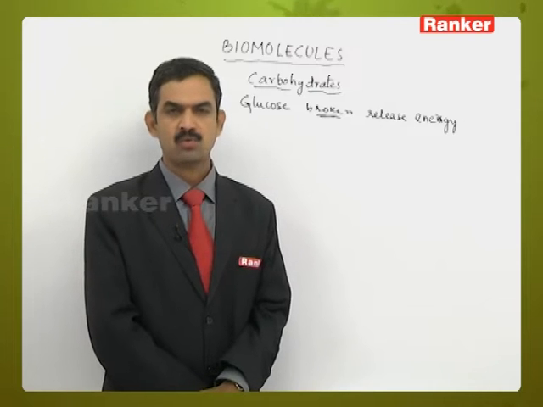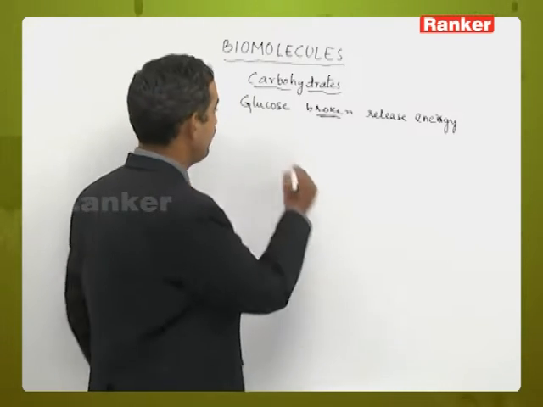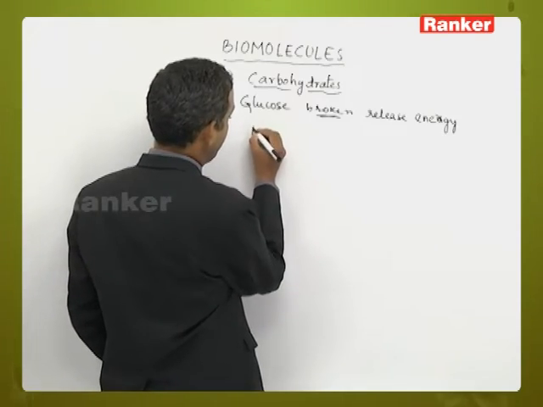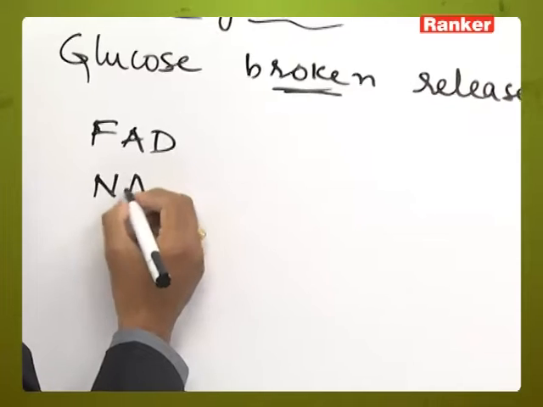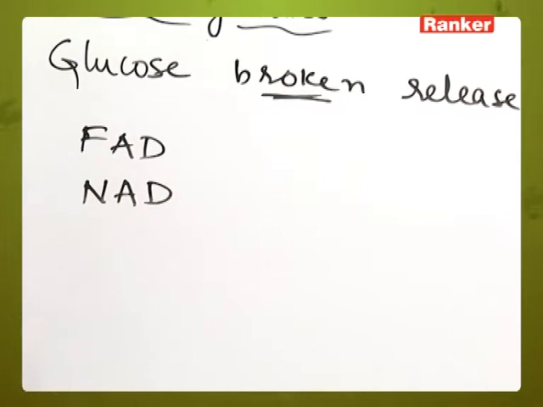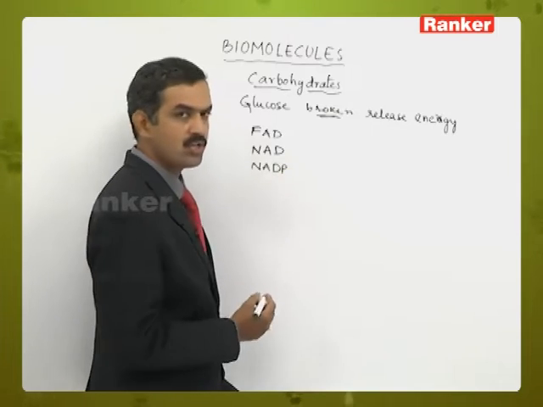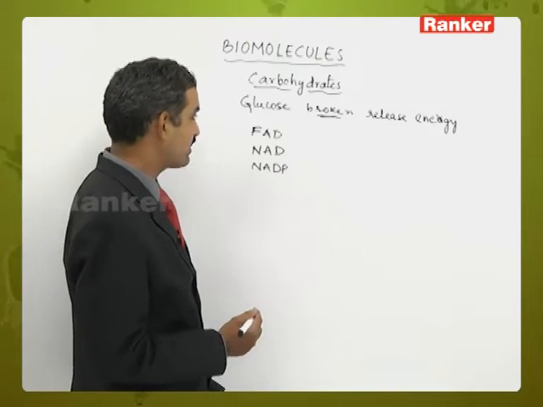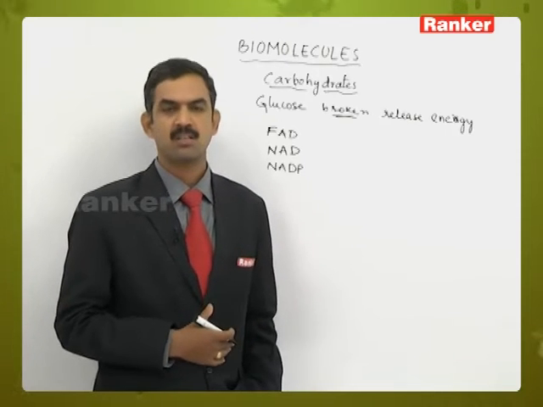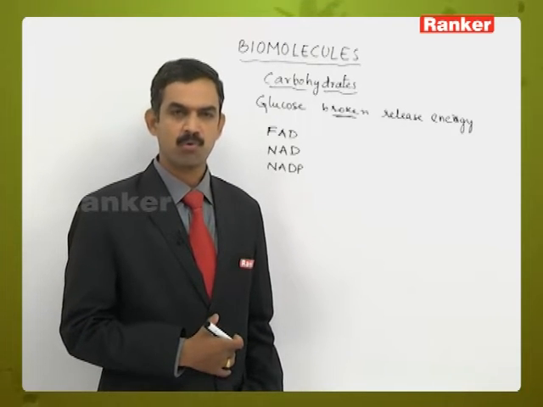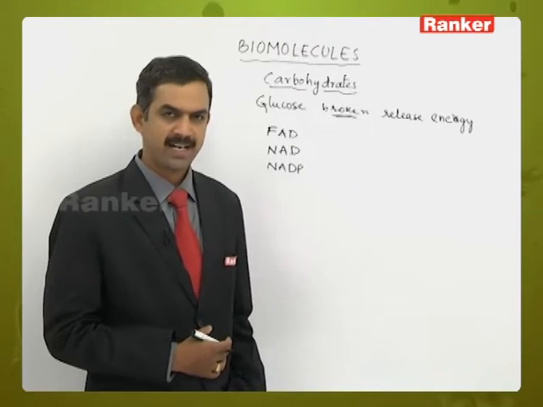So it is providing the source of energy, and some of the carbohydrates are useful for the formation of FAD, flavin adenine dinucleotide, NAD, nicotinamide adenine dinucleotide, and NADP, nicotinamide adenine dinucleotide phosphate. Likewise, some carbohydrates are useful for the formation of these coenzymes, which are useful for various metabolic activities both in photosynthesis and in respiratory mechanisms.